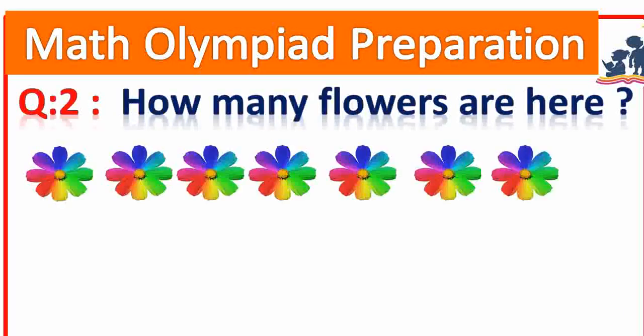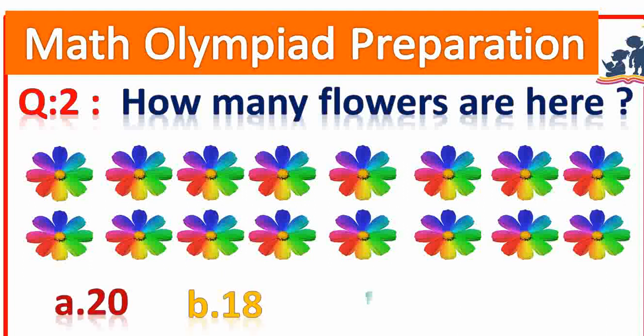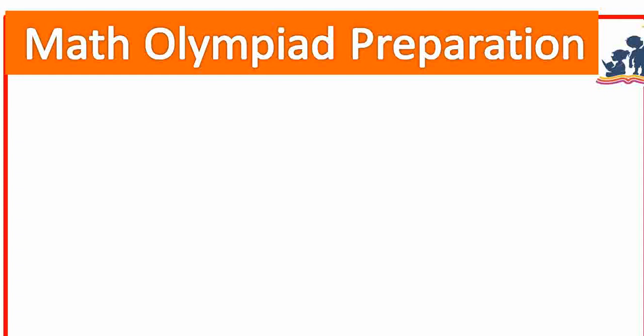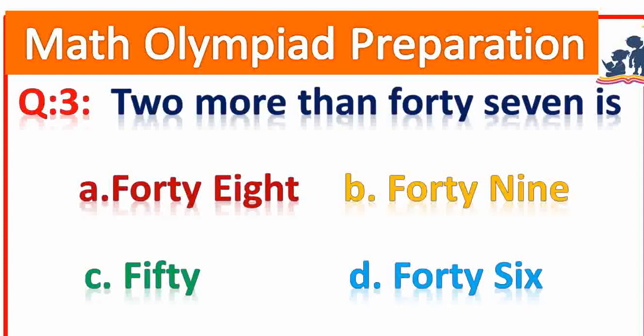Question number 2. How many flowers are here? 8. 8 2s are 16. Yes, the answer is 16. Good. Question number 3. 2 more than 47 is? 49. Very good.